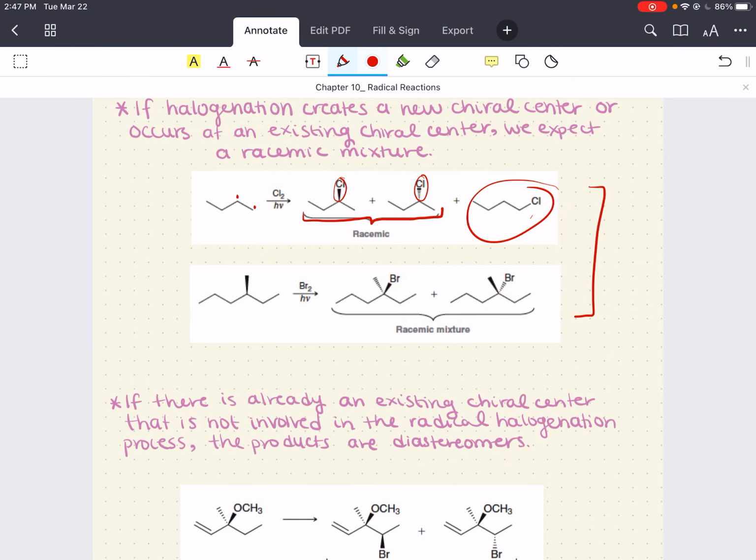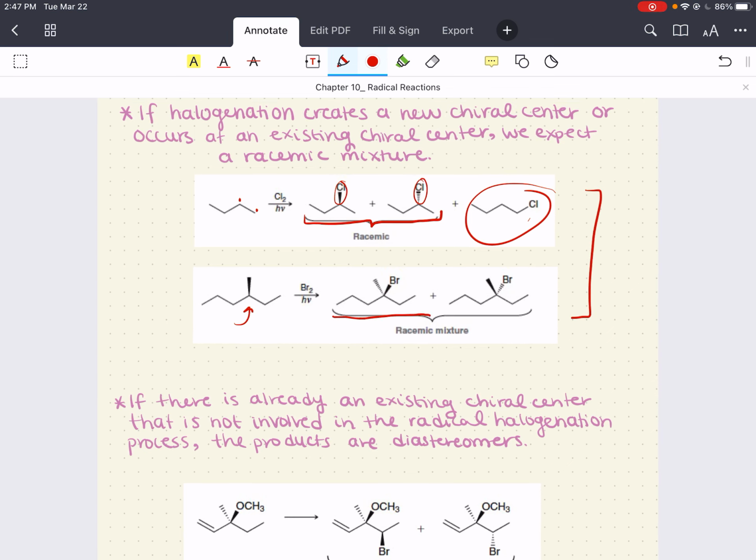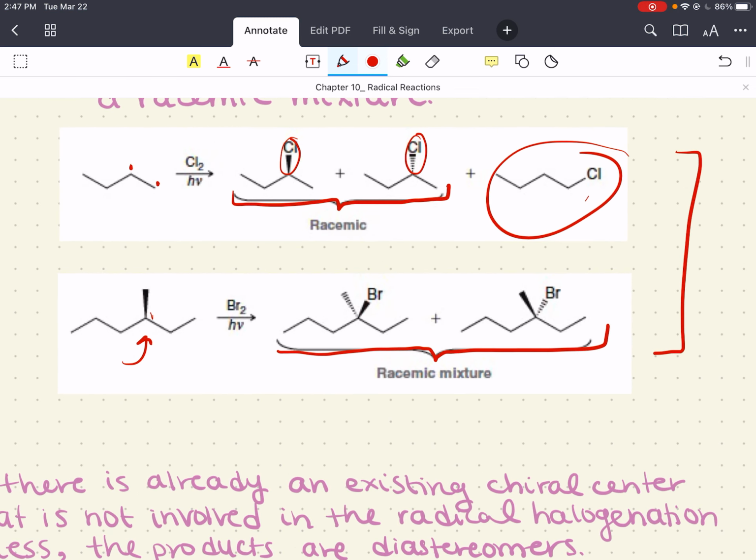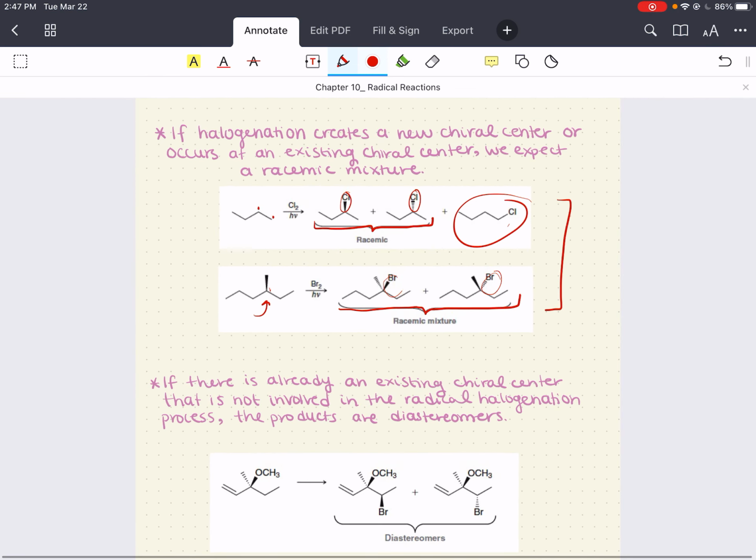All right. Now, if you're doing halogenation at an existing chiral center, you're still going to get a racemic mixture of products, and you want to make sure you draw this appropriately. So whenever you're adding the bromine here, the bromine will add both on a wedge and on a dash, both in R and S configuration.